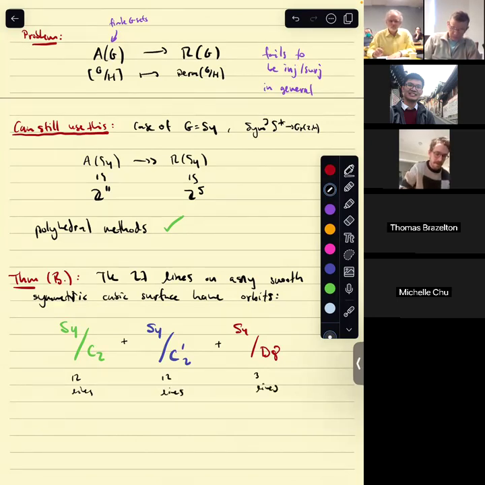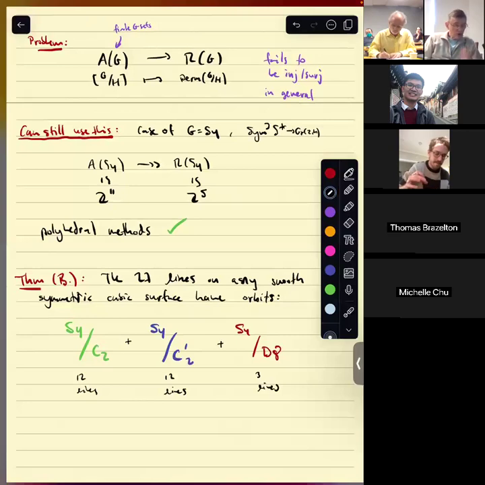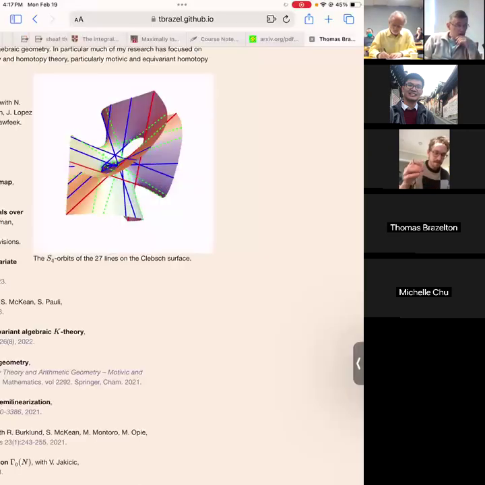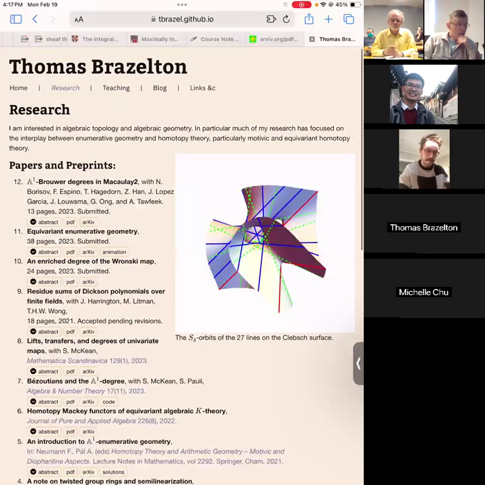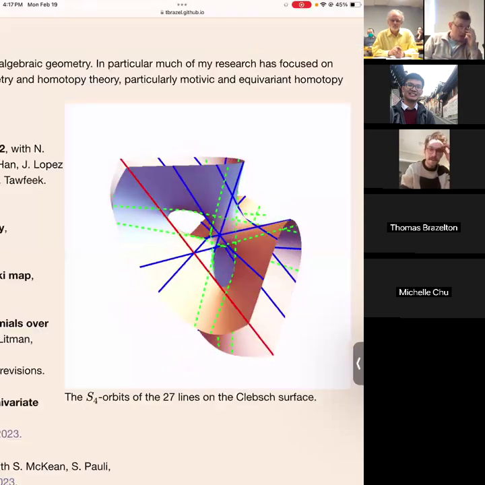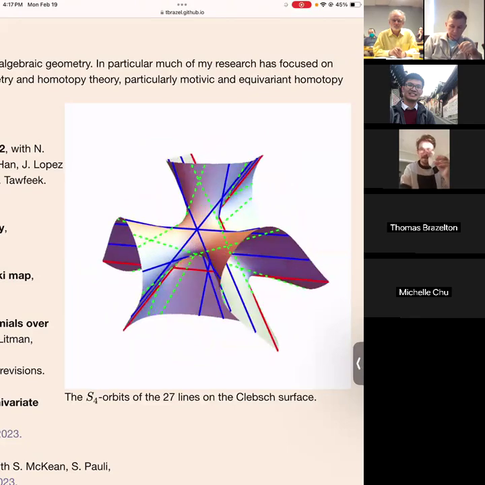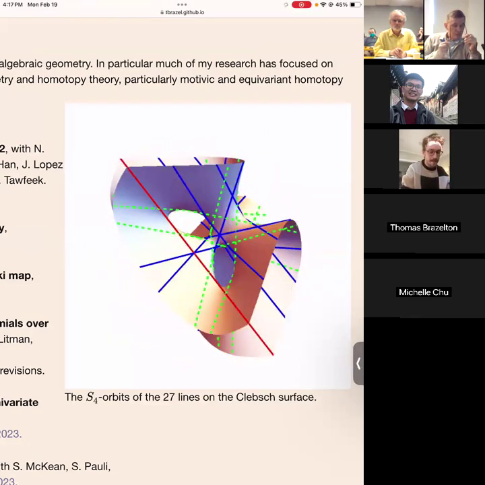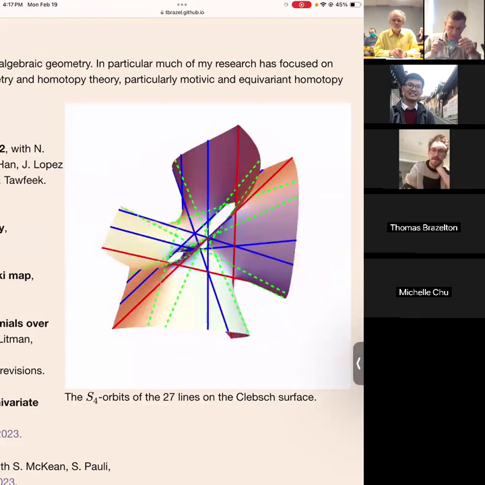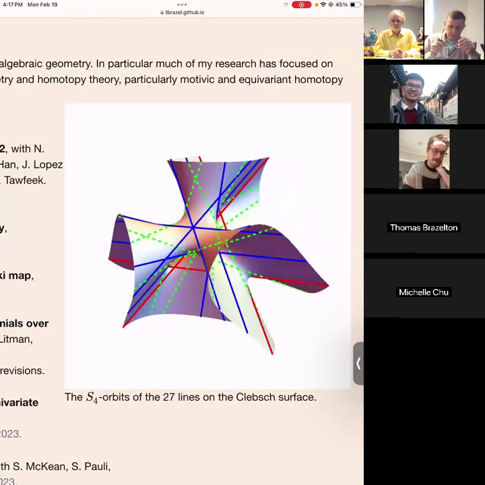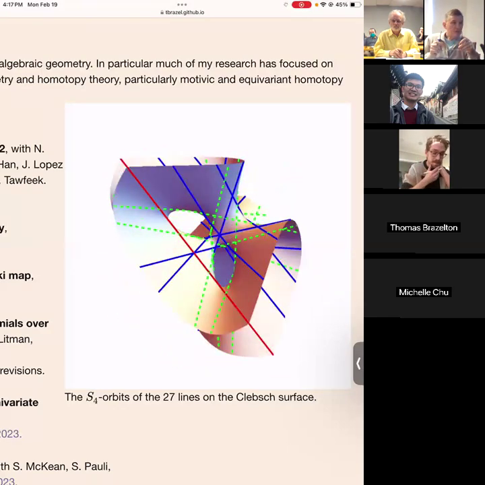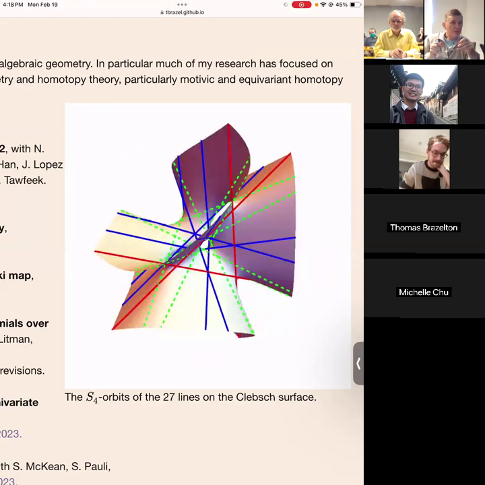All right, so let me pull up a visual for this. This is up on my website, but this is what these orbits look like on the Clebsch. We see our 3 lines on the bottom, or what I think of as the bottom of the cubic surface, and then I've got these 2 groups of 12 as I rotate around. And this, like I said, won't depend on the choice of symmetric cubic surface.